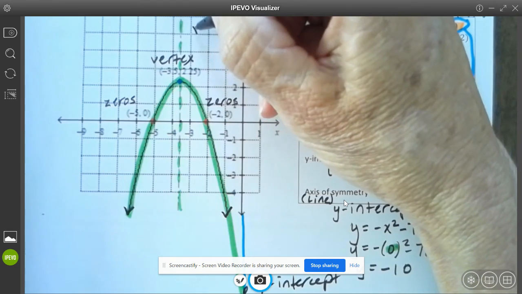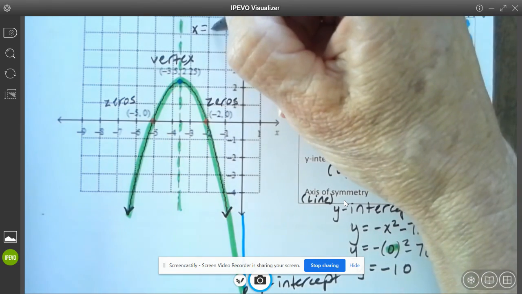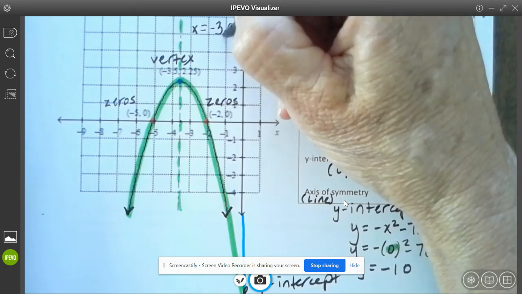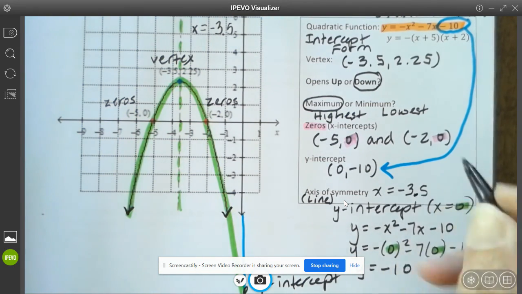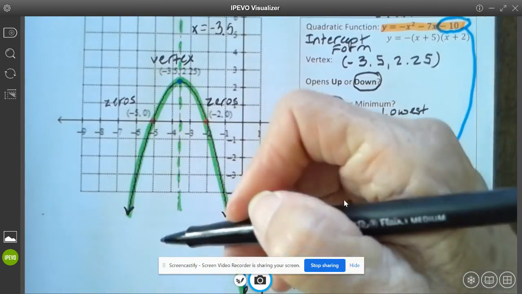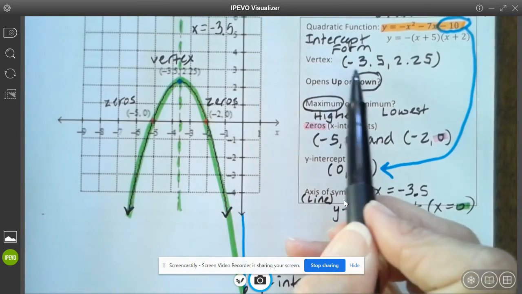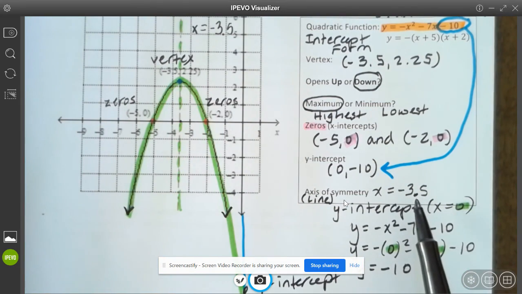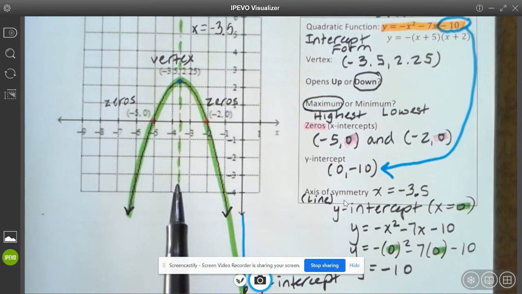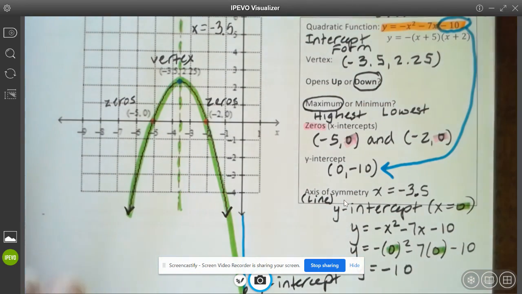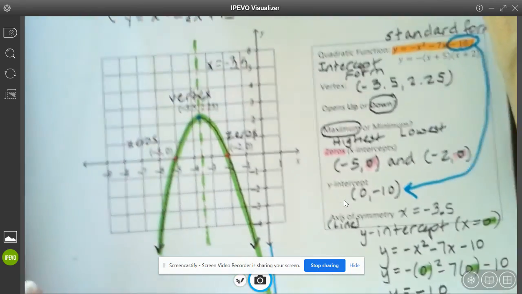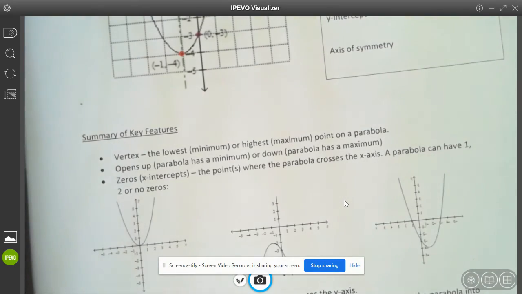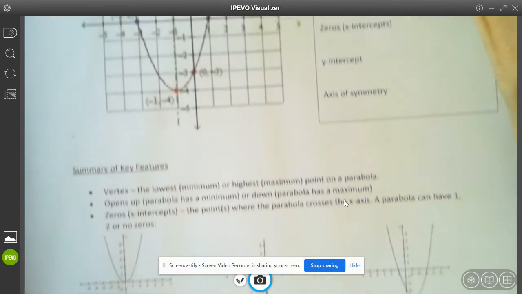So this axis of symmetry, we write as an equation. We say x equals -3.5, because that is how you describe a vertical line. And you'll notice -3.5 is the same as the x-coordinate of the vertex, because it goes through the vertex, and it goes through the x-axis at -3.5. So those are the key features of a quadratic. This next page just allows you to do it yourself.